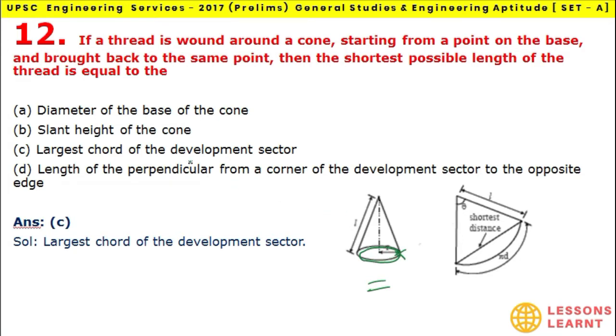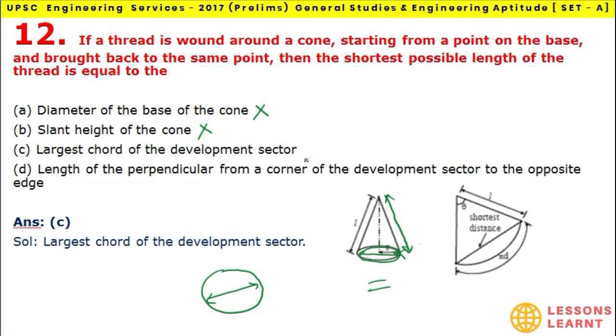So the options are given, that we will see. Diameter of the base of the cone. So diameter is this. So this cannot be the shortest one. We'll draw once again here. This is the cone. So first option is diameter of this cone. This cannot be the shortest possible length, because once the thread is wounded till here, again it has to go back. So this is not the shortest possible length. So this is the wrong answer. Then the slant height of the cone. Obviously it has nothing relation with this bottom face or base. So this is also the wrong option.